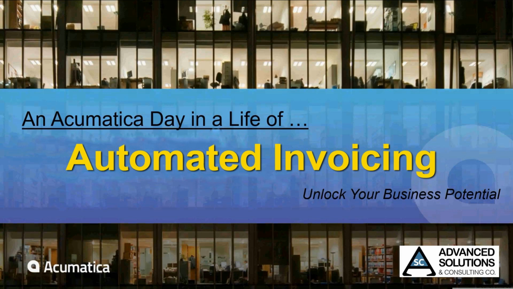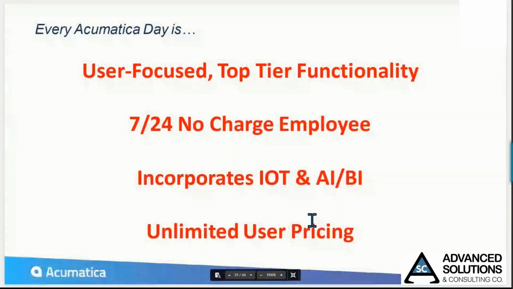Acumatica, as you know, is a modern ERP product that distinguishes itself with a workflow engine that's equivalent to a 7x24 no-charge employee. This workflow engine interoperates with all things Acumatica, including punching out to the internet, unlimited user pricing, and really a feature-rich product. Today, we're going to talk about invoicing.